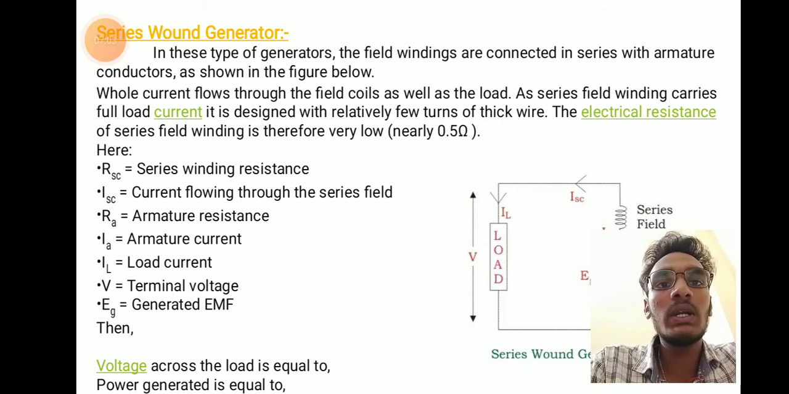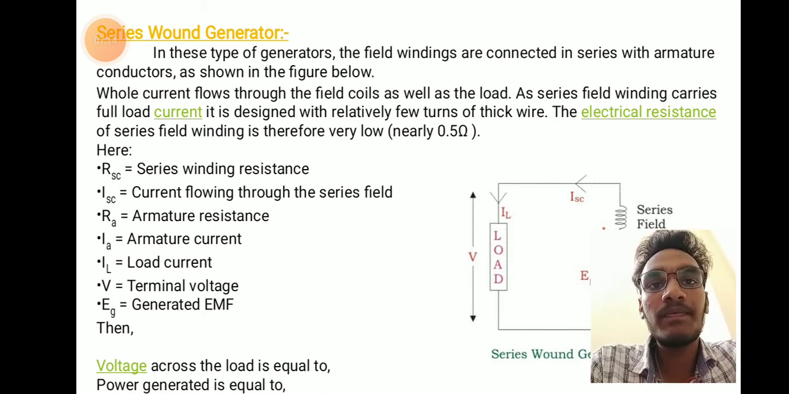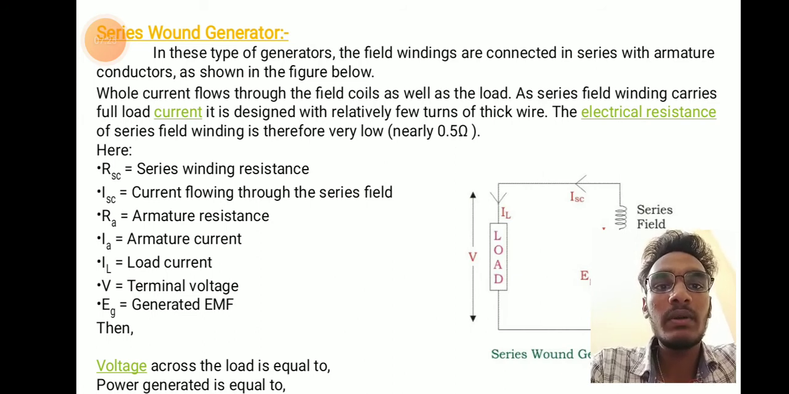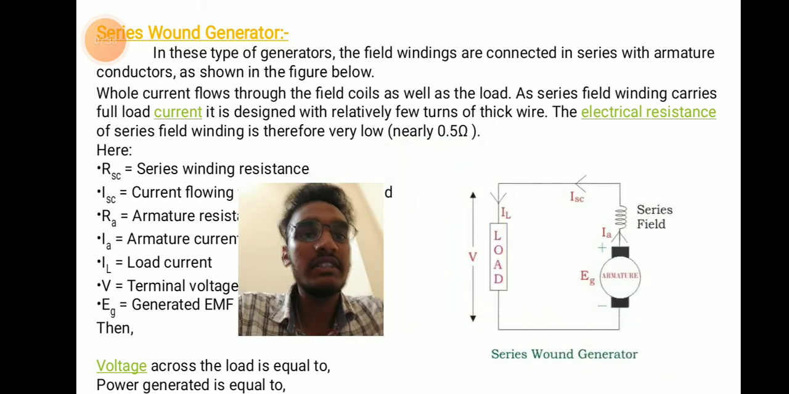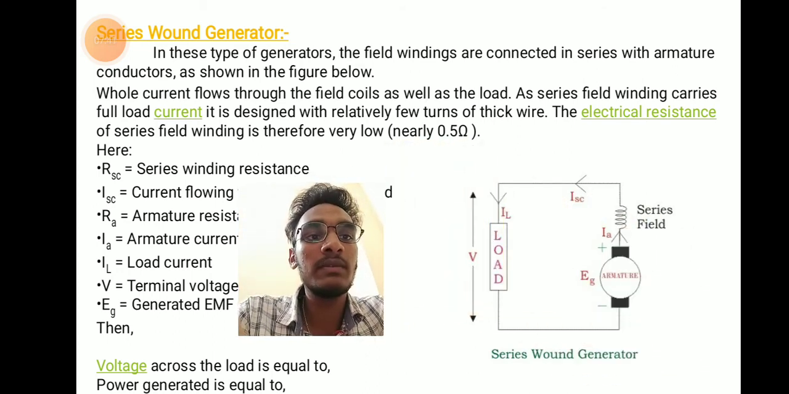RSC equal to series winding resistance, ISC equal to current flowing through the series field, RA equal to armature resistance, IA equal to armature current, IL equal to load current, V equal to terminal voltage, EG equal to the generated EMF, then voltage across the load is equal to power generated. Here we can see the diagram of the series wound generator.